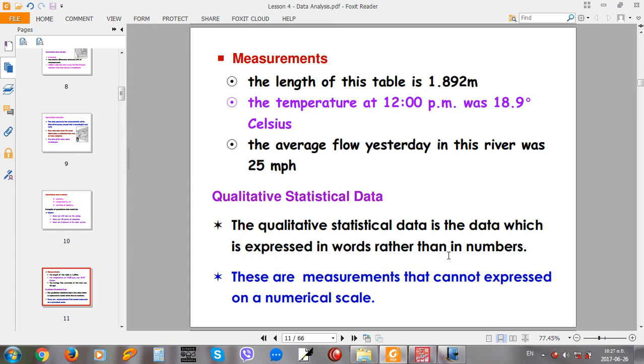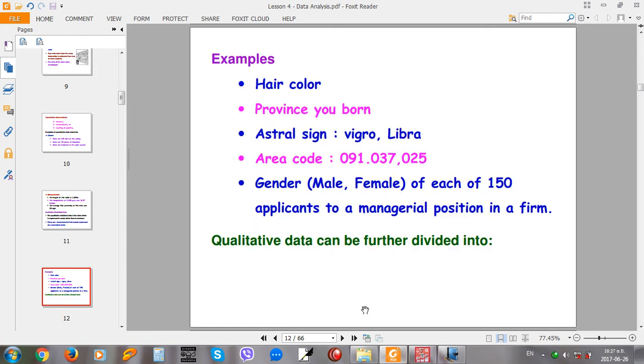It means if you are observing colors, they are not numbers, right? Colors can't be represented in numbers, right? It can be if we convert them into numerical values, but if we take them as they are, we can't represent them in numbers. Those are qualitative data. These are measurements that cannot be expressed on a numerical scale.